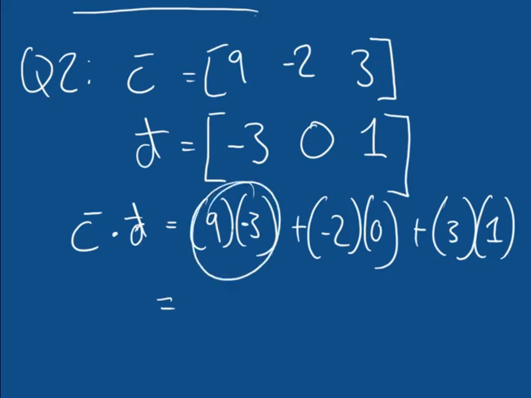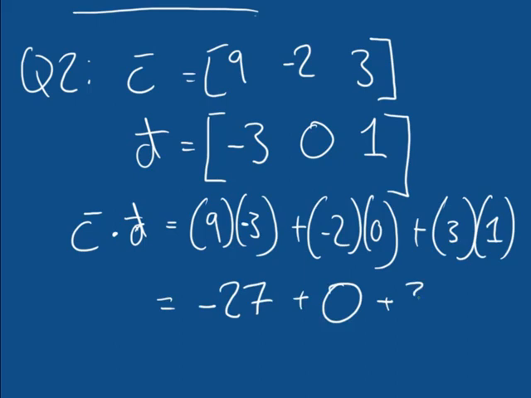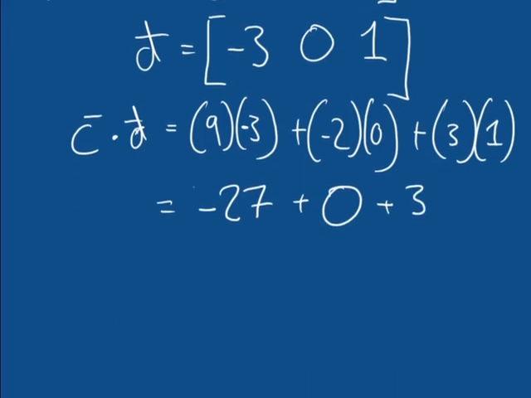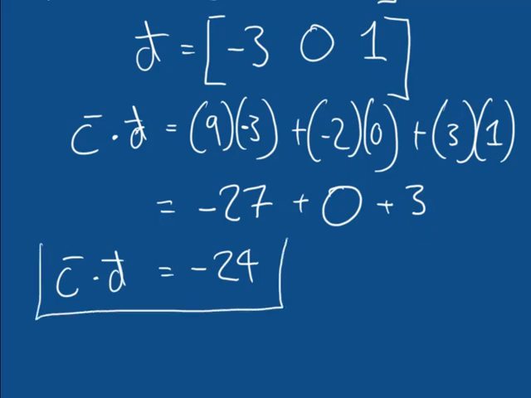So 9 times minus 3 is minus 27, plus minus 2 times 0 is 0, plus 3 times 1 is 3. So we've got minus 27 plus 0, still minus 27. Then plus 3 is going to give us minus 24. So the value of c dot d is equal to minus 24. That's the answer I was looking for in that question.